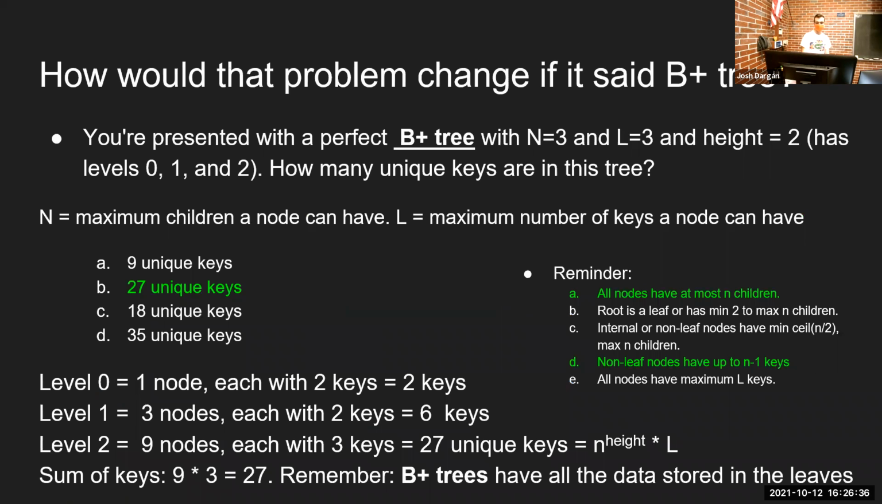So this would change because in a B plus tree, we only have unique keys, like all the keys are stored in the leaves. I'll answer your questions in a second. So only the leaf level has keys, and all of the internal nodes' keys are repeated in the leaves. And so there is n, which is 3 to the power of the height, which is 2, times L, which is 3. So 3 to the power of 2 is 9. 9 times 3 is equal to 27. And it's useful to know this formula or know how to derive this formula.